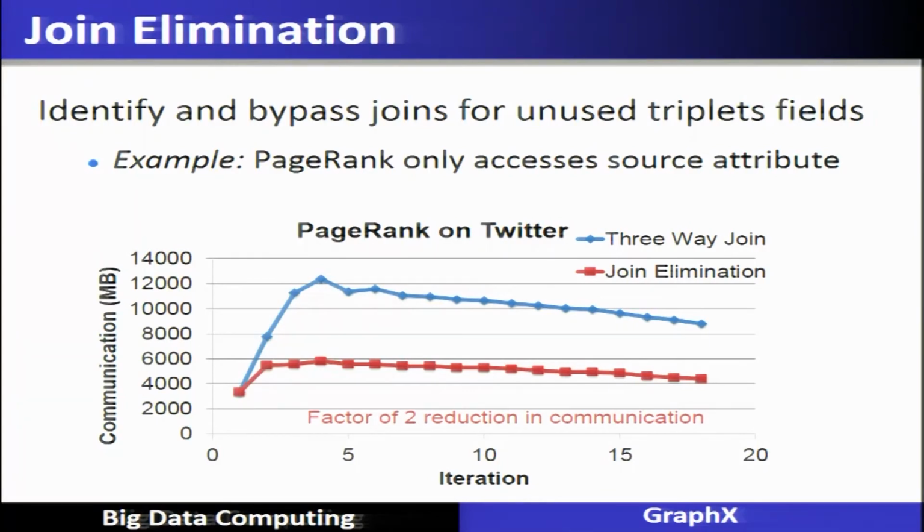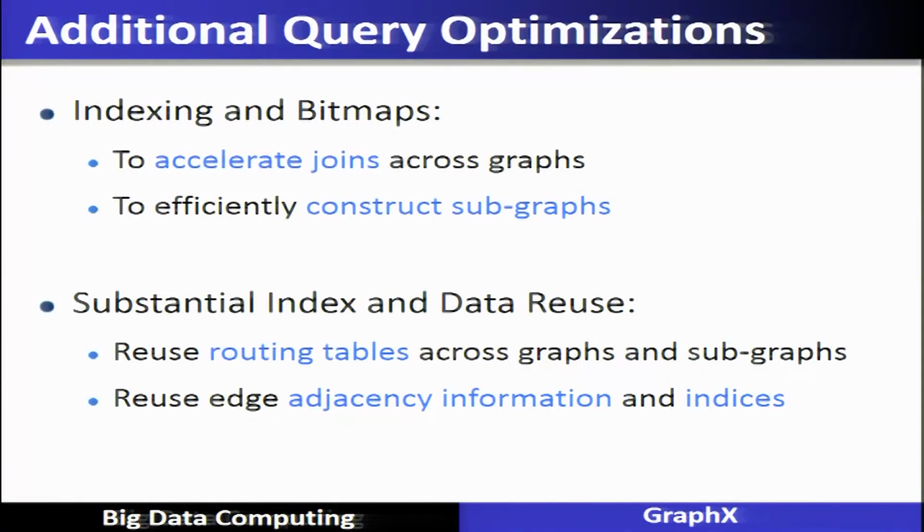Similarly, in this particular way, we have eliminated the join, that is, identifying and bypassing the join for unused triplet fields. Even PageRank only accesses the source attributes. Therefore, there is a factor of 2 reduction in communication due to the join elimination, and you can see the communication is quite reduced.